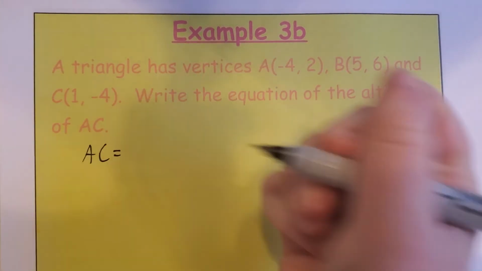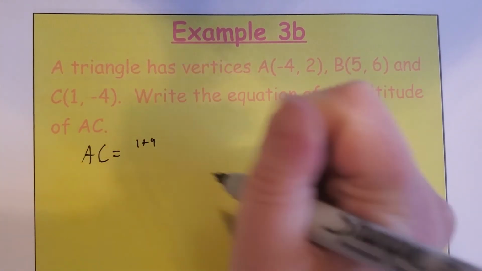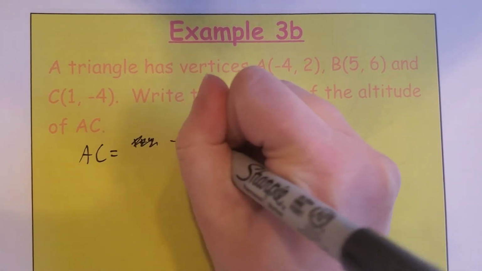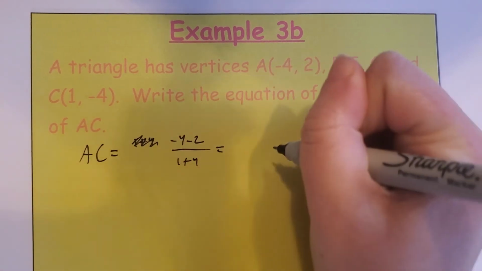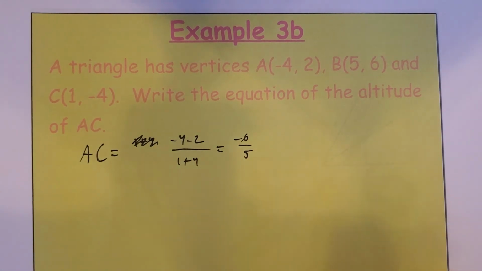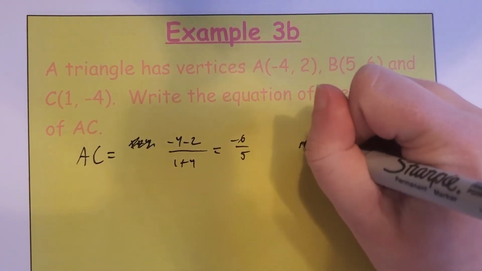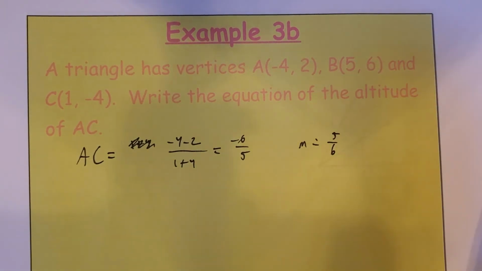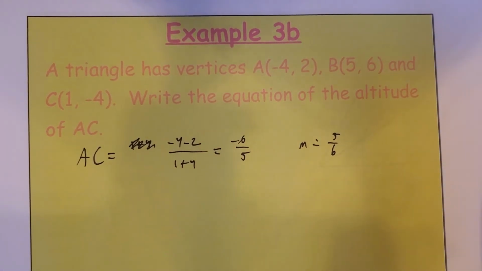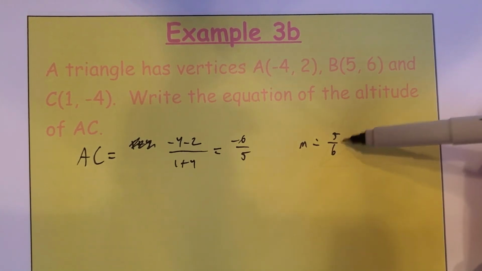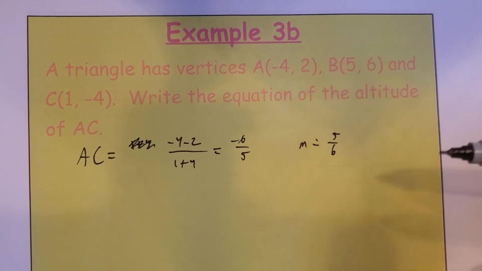So the slope of AC is 1 plus, no, that's not it. I'm doing midpoint. It's y over x. So negative 4 minus 2 over 1 plus 4 is negative 6 over 5. So perpendicular, again, opposite reciprocal. The slope we're using is positive 5 over 6. And again, it's got to pass through the opposite vertex of the triangle. So we're writing the equation of the line with this slope that passes through this point.